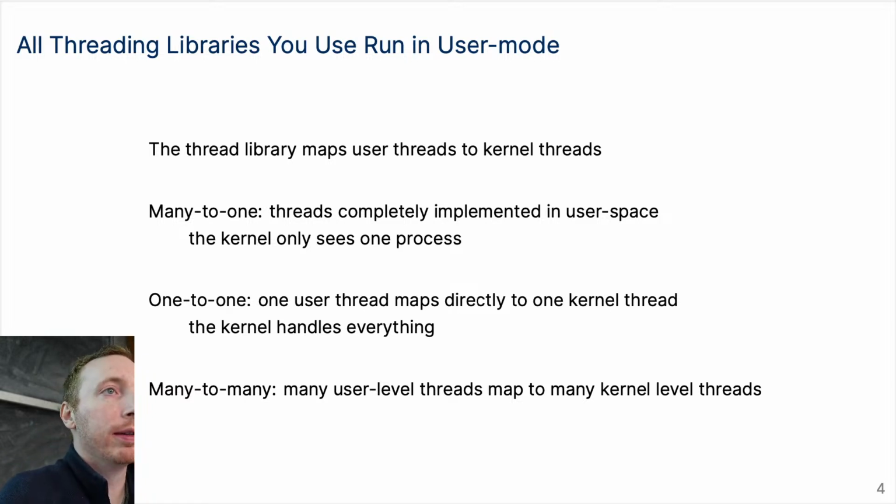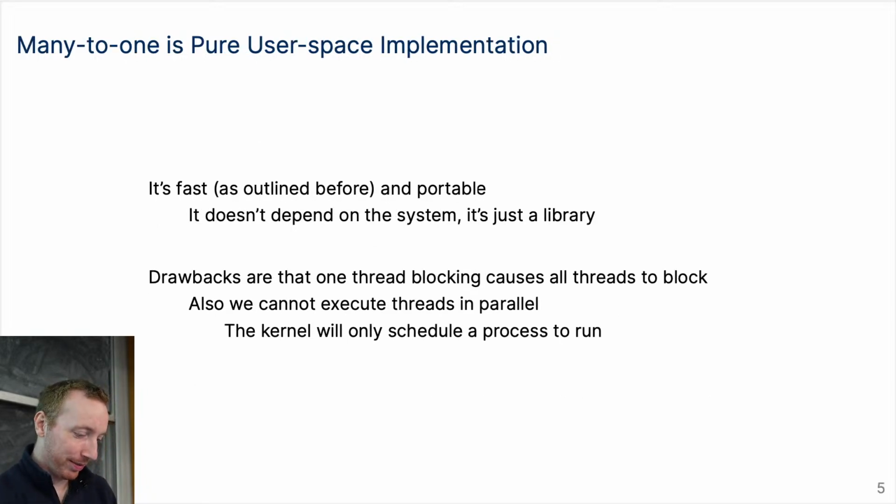Yep. What's the difference? I mean, one-to-one is basically one user thread maps to a kernel thread, but can you explain many-to-many a little bit? Yeah, so we'll see cases of many-to-many. Many-to-many is a bit weird, and why you might use that. Typically, only insane people use that one.